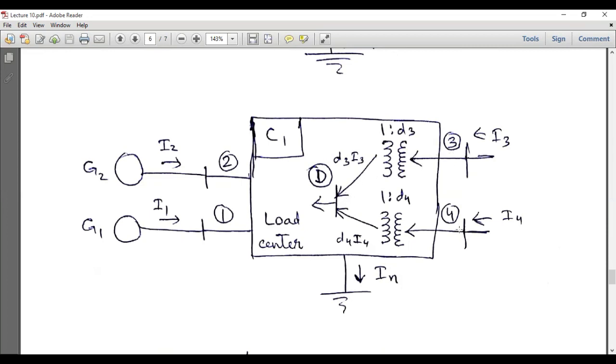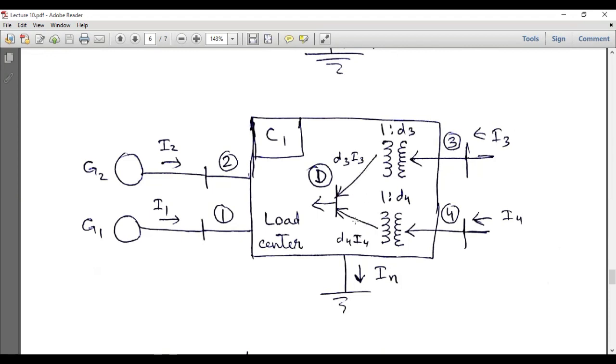So here we will have I3 and here we have I4, and at this point we have D3 ID. So it means we have a transformer over here, and this is the primary current of this transformer, which is equal to I3, and this will be the turns ratio of this transformer. The secondary turns are 1 and primary turns are 3. So the current at the secondary side of this transformer will be equal to the primary turns divided by secondary turns multiplied by the primary current. So D3I3 will be the secondary current of this transformer. So D3I3 is the current which is available over here.